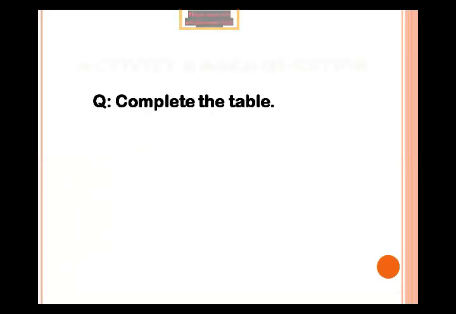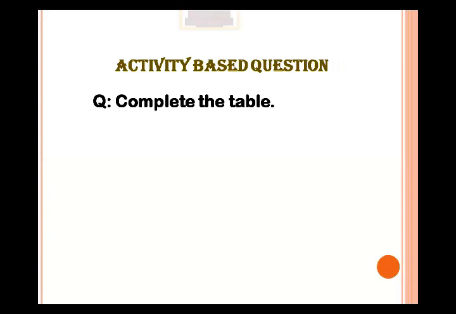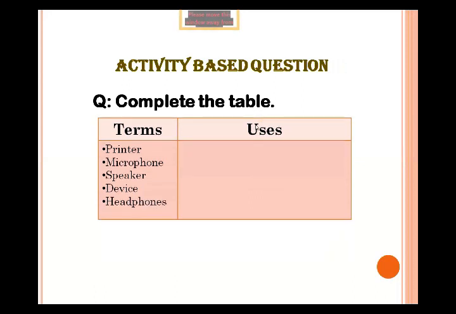Now the next one is the activity based question, and the question is, complete the table. What you have to do here, I have given you the different terms and you have to write their uses. What are the terms? Printer, microphone, speaker, headphones. These are the terms and you will write only the uses of these devices.